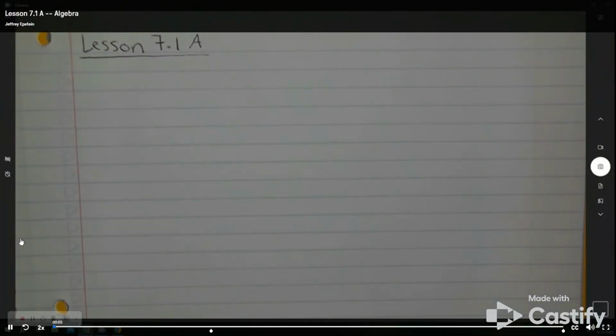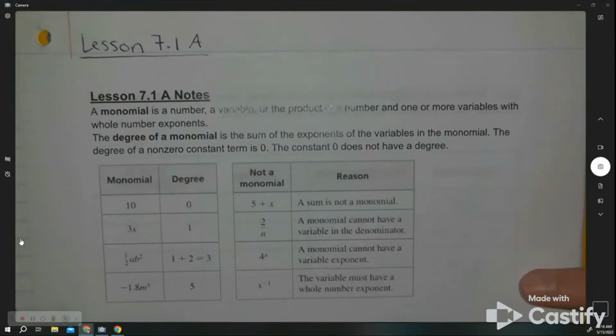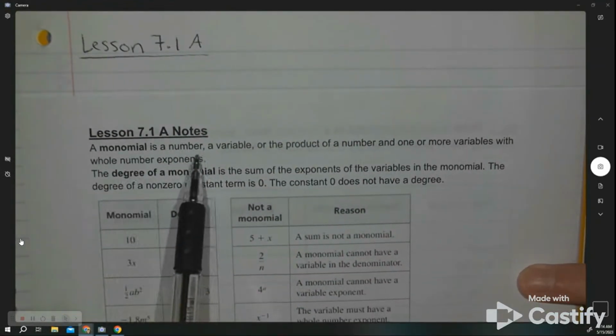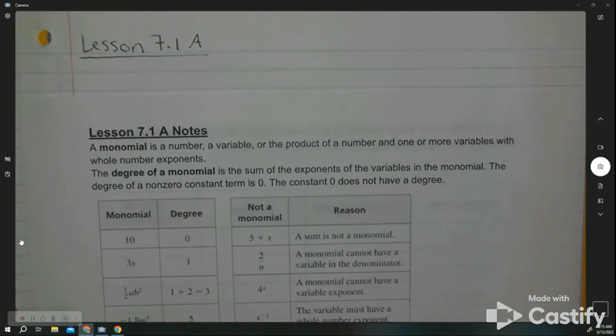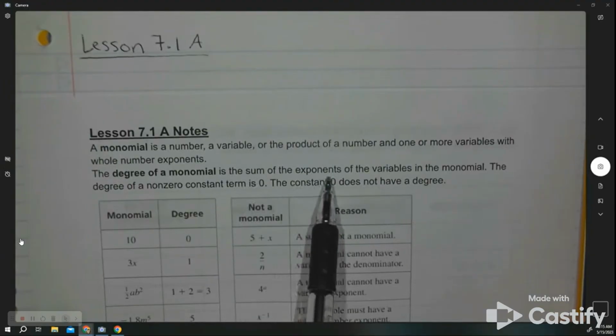This is lesson 7.18. In this lesson, we're going to start talking about monomials. A monomial is a number, a variable, or the product of a number and one or more variables with whole number exponents. When we're talking about the degree of a monomial, this is the sum of the exponents of the variables in the monomial.